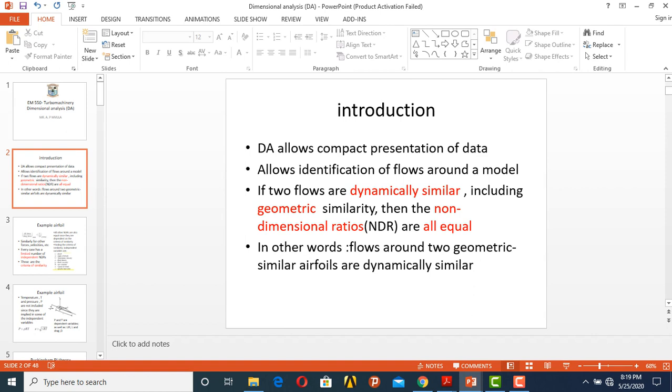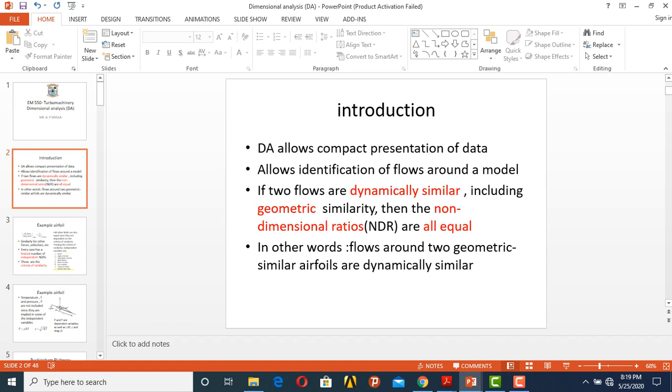Hence, there was a development where people sat down and analyzed the ways of coming up with models that could represent or reflect the functionality of the prototype. Hence, this topic can fit in well to allow the manufacturing of these prototypes. Dimensional analysis allows the identification of flow around the model.